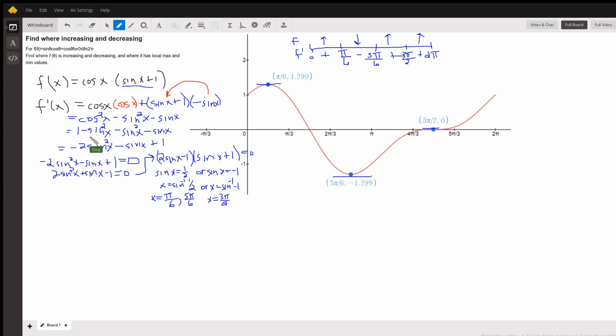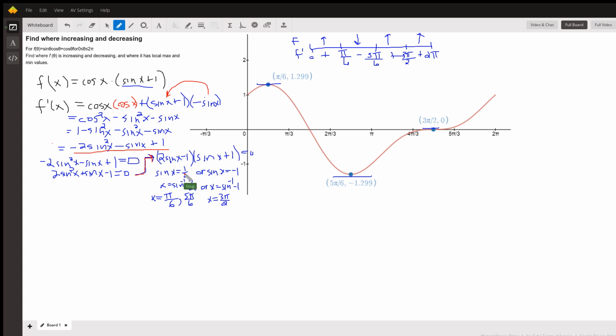So I think we better write everything in terms of sine. So I replaced cosine squared with 1 minus sine squared, combined similar terms, and got this right here. So there's a formula for the first derivative. We want to know when that equals 0. I don't like to work with a leading coefficient that's negative, so I multiplied both sides by -1, and then realized that this factors into 2 sine x minus 1 times sine x plus 1.